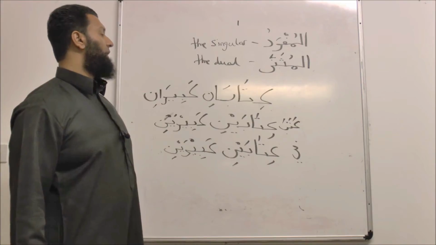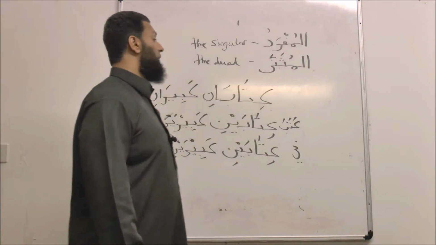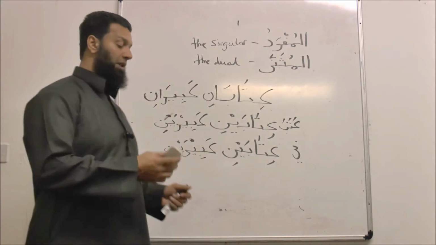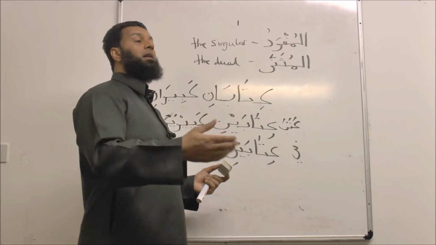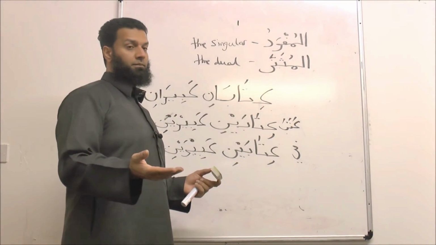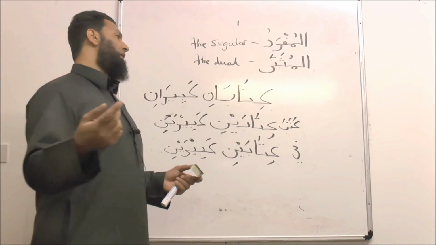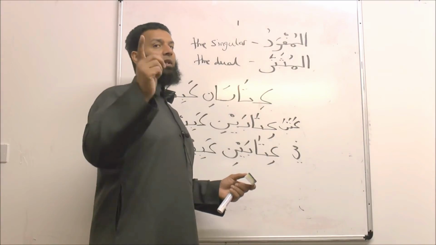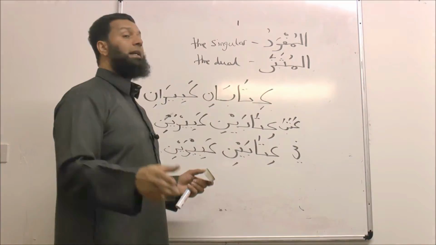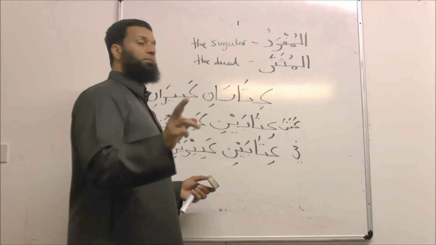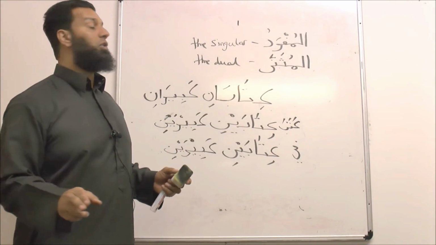What we want to do now is mention the dual of the ismul ishara. Remember the demonstrative pronoun? هذا, هذه, ذلك, تلك. What we didn't mention when we did those, at some point we'll write them all out again, is the dual form of this.